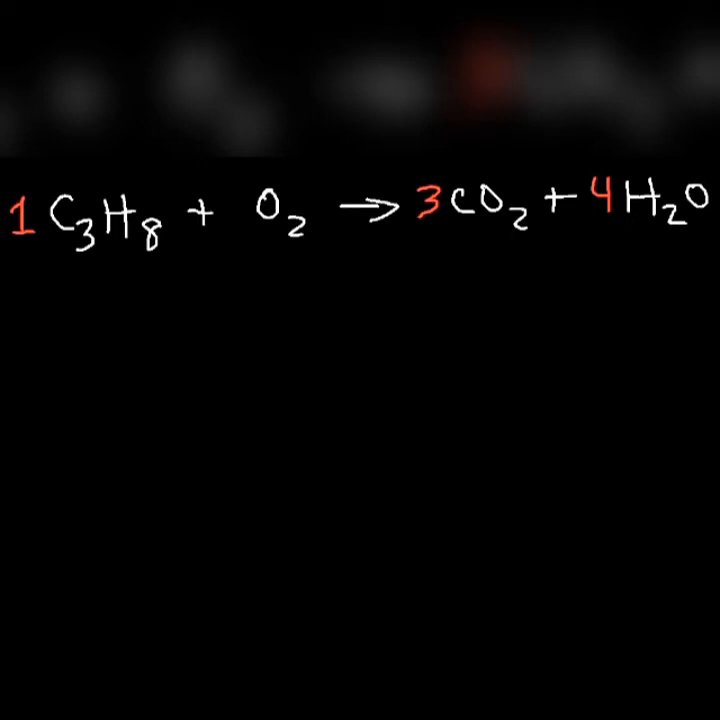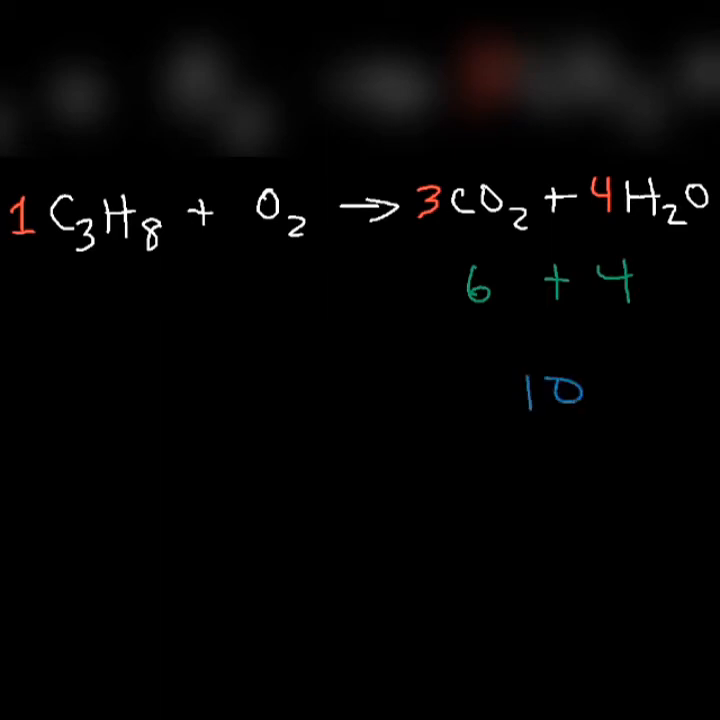What is the total number of oxygen atoms on the right side? Notice that we have 6 oxygen atoms in the 3 CO2 molecules. If you multiply 3 by 2, you're going to get 6. And we have 4 oxygen atoms in the 4 water molecules. If you don't see a subscript, it's a 1. 4 times 1 is 4. So we have a total of 10 oxygen atoms on the right side.